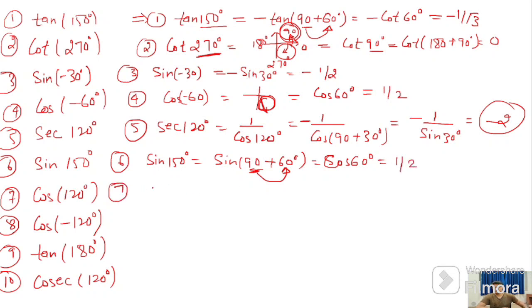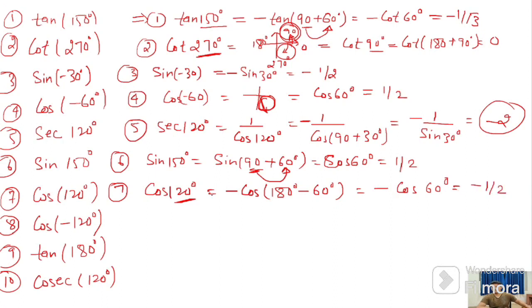Seventh, cos 120 degrees. Cos will be negative in the second quadrant. How can we write 120? 180 degrees minus 60. If we are moving from the x axis, then the function will not be changed. So minus cos 60 degrees, which is minus 1 by 2. Got the answer?